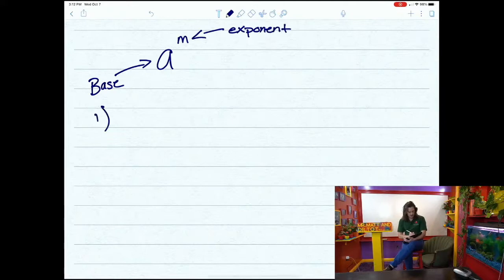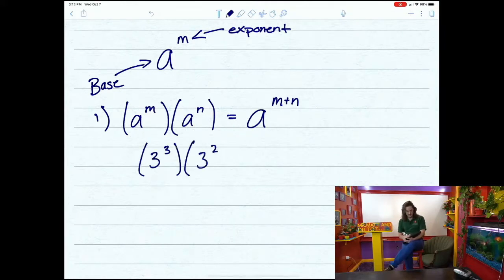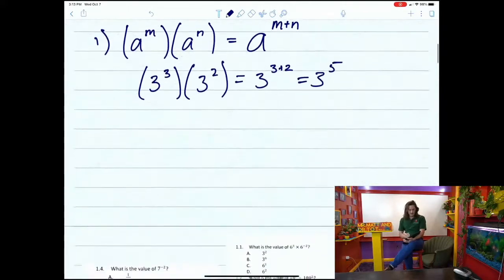First rule, when you have common bases raised to exponents and you multiply the values together. So for example, a to the m times a to the n power. Now the a, m, and n just represent a certain number, right? So it could be any number. The a's have to be equal to each other, but when we have common bases raised to exponents and we multiply, we can keep the base, add the exponents. So for example, 3 cubed times 3 squared is 3 to the 3 plus 2 power, which would be 3 to the 5th. When we multiply, we can add the exponents.